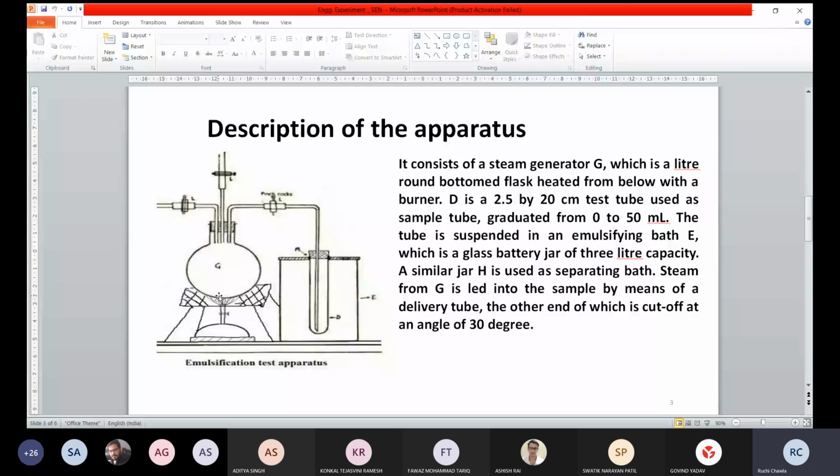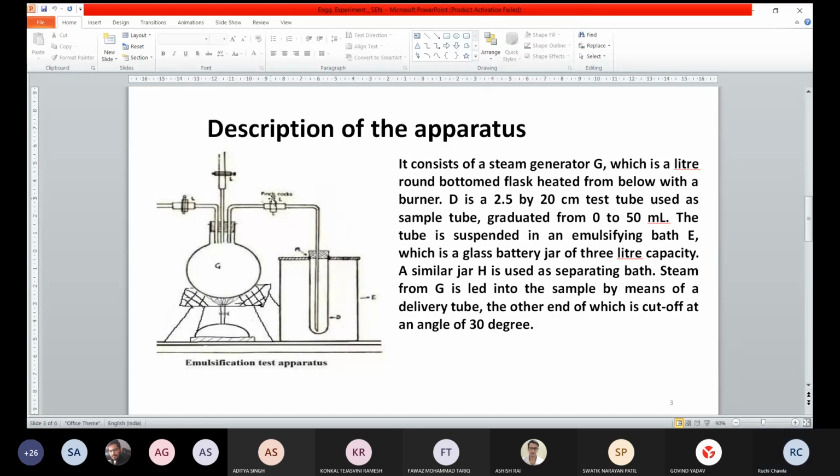With the help of a heating mantle, you will be boiling water in the steam generator. Then with the help of a delivery tube, it will be passed in a boiling tube which will be containing the oil which is under testing. Here they have shown a bell jar containing water. This experiment you will be performing in air. Nothing will be there, not a bell jar will be present.